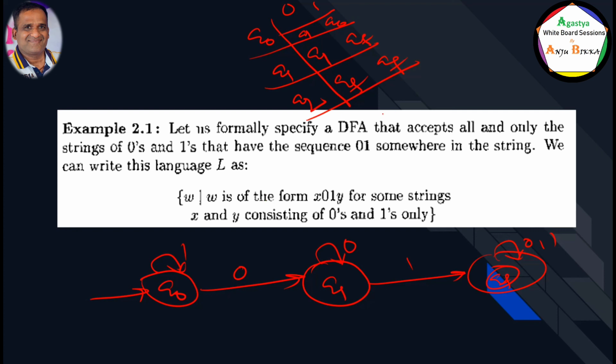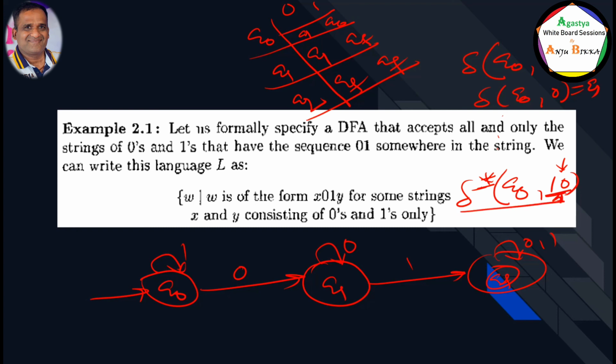Now the transition function: delta of Q0 on 1 is Q0, delta of Q0 on 0 is Q1. Like that we can define delta. When we say delta star, where a state is followed by more than one symbol, that is a string, then we need to use delta star. If it is one symbol, then use delta. If it is a string, we have to use delta star.